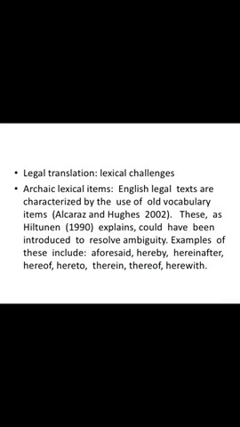So we have difficulties, let's say challenges. Let's get to know the challenges of legal text or legal translation. The first challenge is the archaic legal items. English legal texts are characterized by the use of old vocabulary items. These could have been introduced to resolve ambiguity. Examples of these include aforesaid, hereby, hereinafter, hereof, hereto, therein, thereof, herewith.